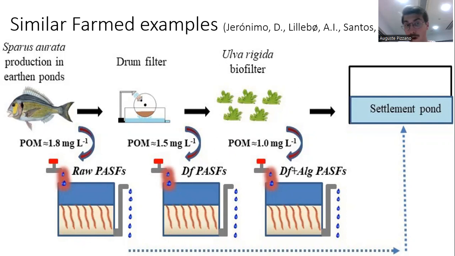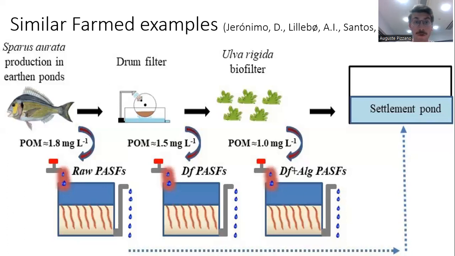On the far left, you see raw water was fed directly into a polychaete sand filter. Next, the raw water was fed through a drum filter, mechanical filtration, and then through the worms. Last, it was passed through a drum filter, then a biofilter populated with Ulva rigida, sea lettuce, also common in our area, and then it was sent through the worms. Then the effluent was sent to a settlement pond, and it's not recirculated, it's just left in the settlement pond.